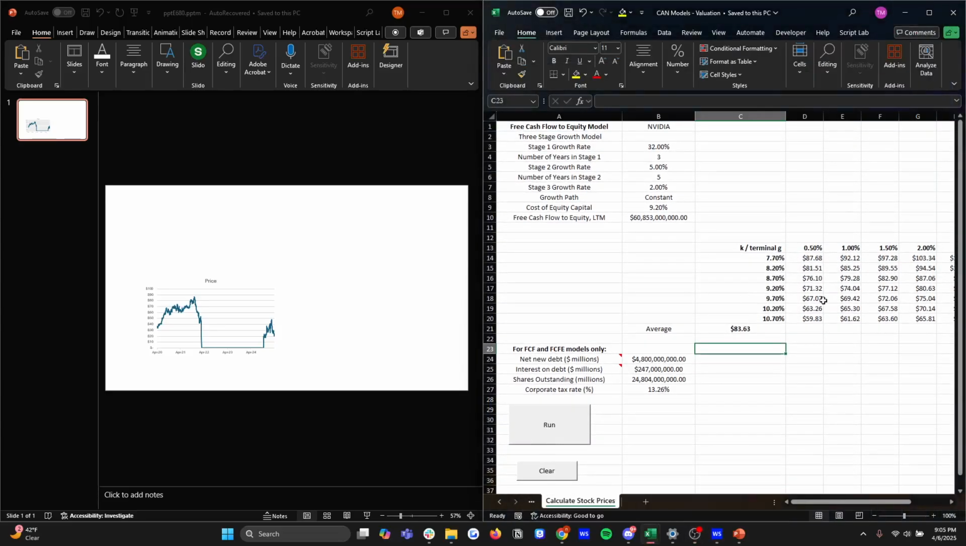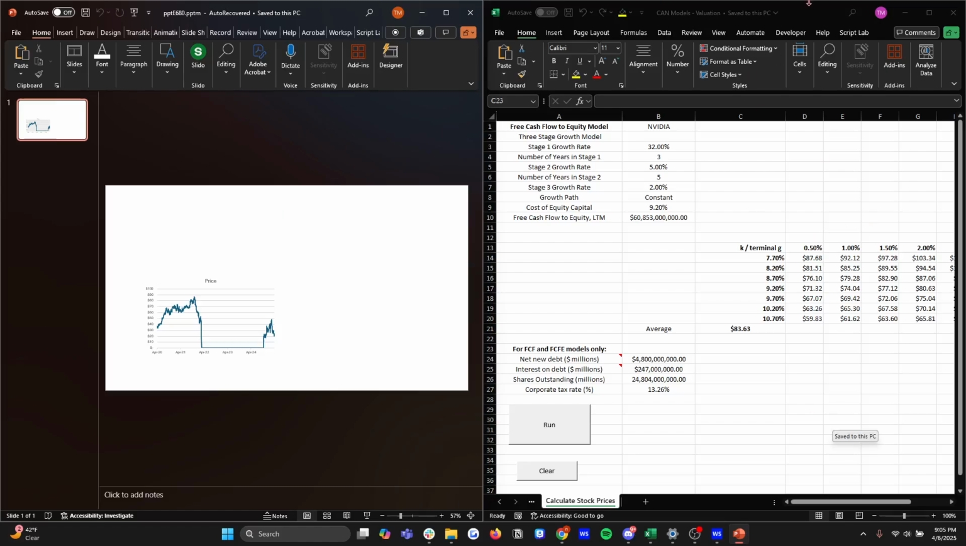All right, so we are going to look at the CAN models and how to emphasize or show growth rates on a chart on PowerPoint. Okay, so first looking at the CAN model.